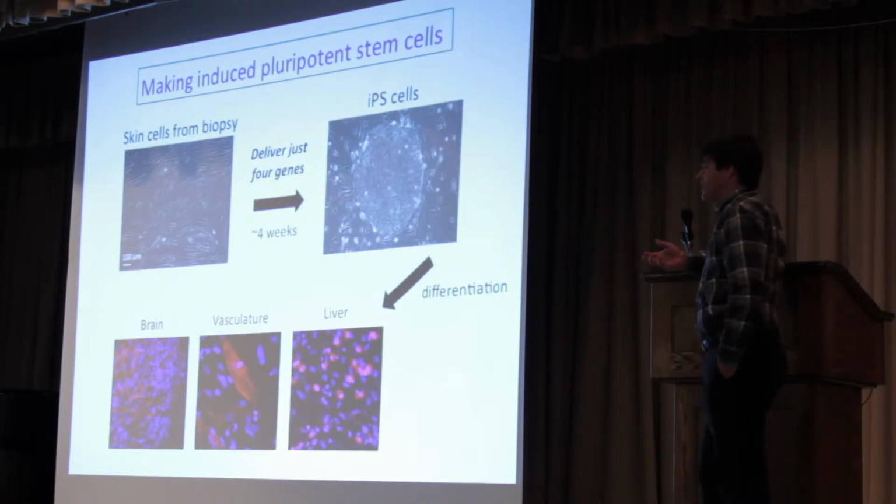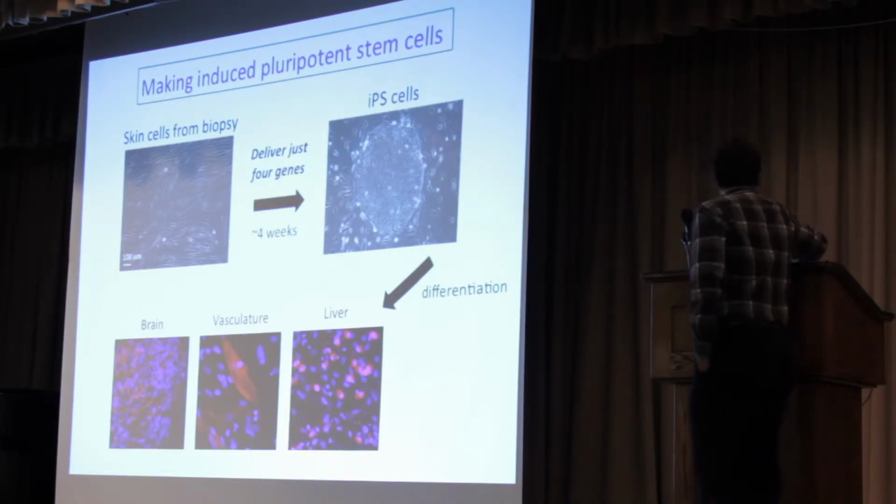You can then pick those and expand them and direct them to differentiate into essentially any cell type of the body. So if one is interested in a cardiovascular disease, you can make vascular cells, you can make hepatocytes, which would be liver cells, and you can also make brain cells or neurons. So in our case, of course, we're interested in working with neurons.